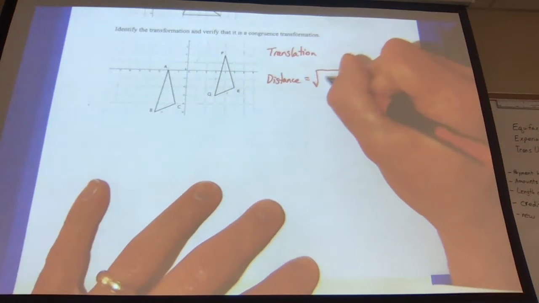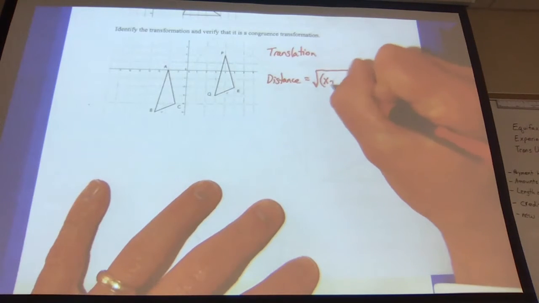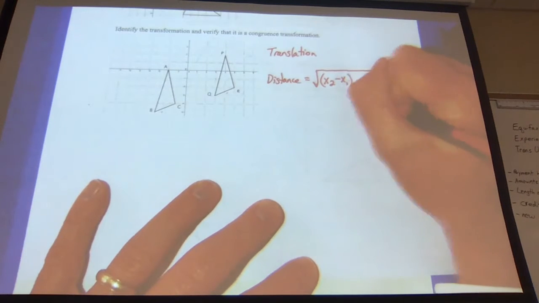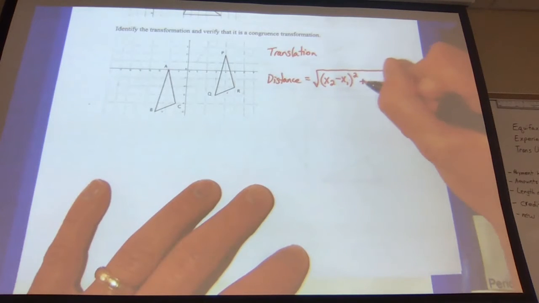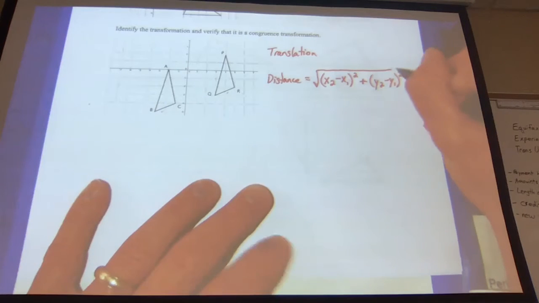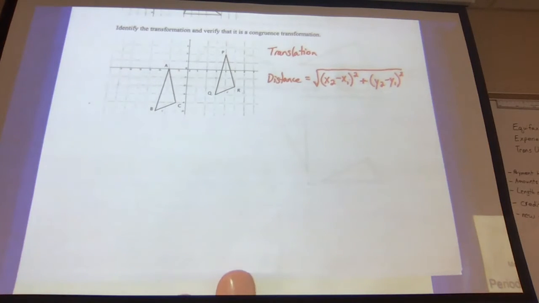Distance formula, if you remember, we're going to do the square root. We're going to subtract the x coordinates first and square them. We're going to add to that the same thing with the y coordinates. Subtract the y coordinates and square them.